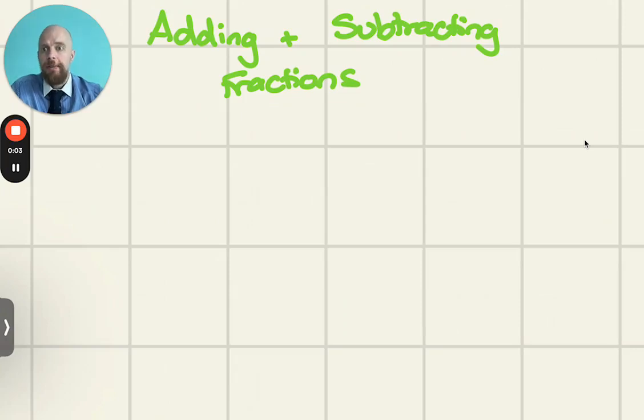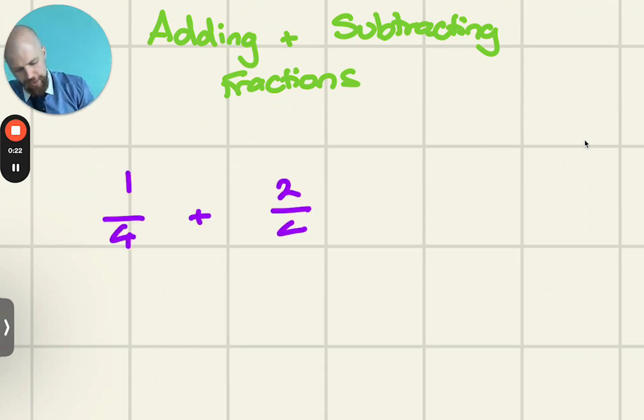In this video, we're going to be looking at how you add and subtract fractions that have both the same denominator and a different denominator. And the easiest type is when you're adding and subtracting fractions that have the same denominator. Let's take an example. Let's say we're going to do 1/4 plus 2/4.